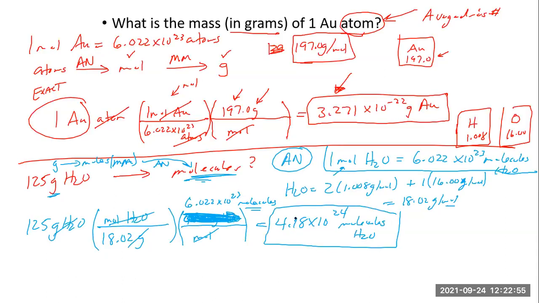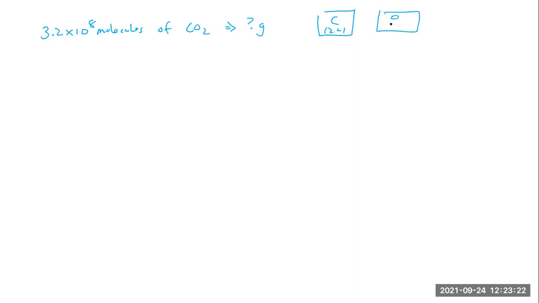Let's take a look at maybe one more here. Let's do maybe if we had 3.2 times 10 to the 8 molecules of CO2, how many grams would that be? So why don't you take a moment and do that? Carbon is 12.01. Oxygen is 16. So take a moment and see what you come up with.